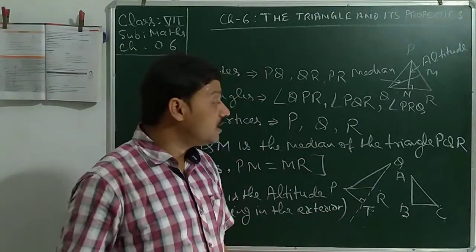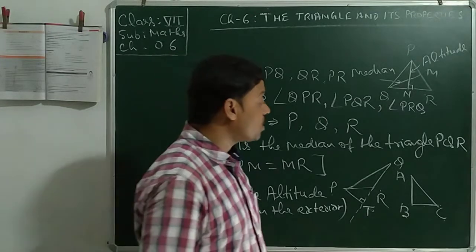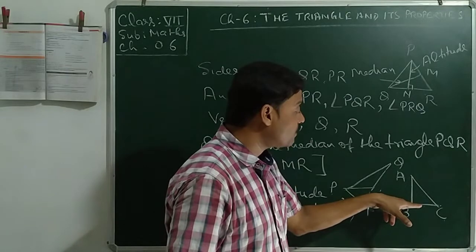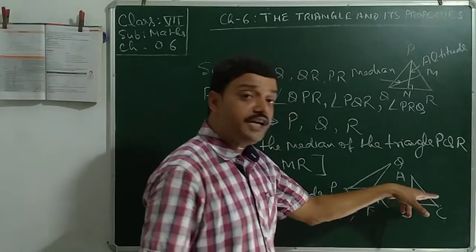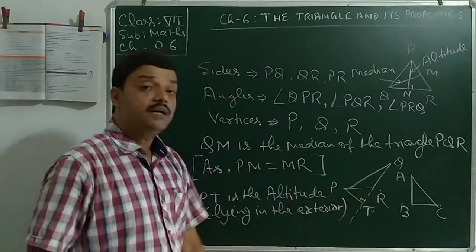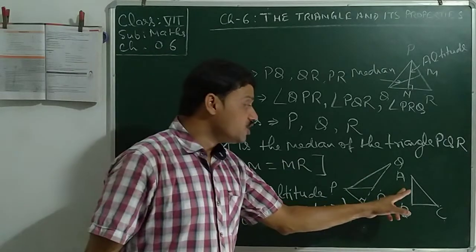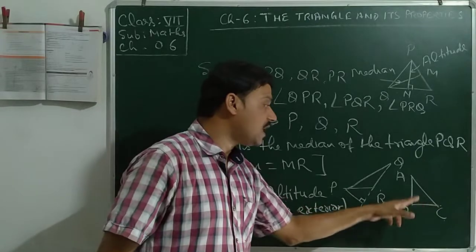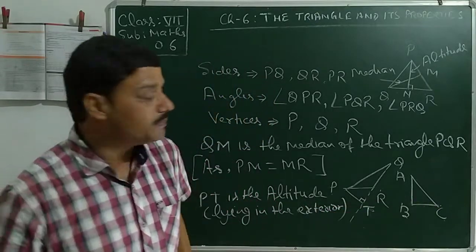And to find the third altitude, we need to draw the perpendicular from this vertex over AC. Then you will get the third altitude. So 2 altitudes are 2 sides of the triangle. AB and BC are also the altitudes of the triangle.